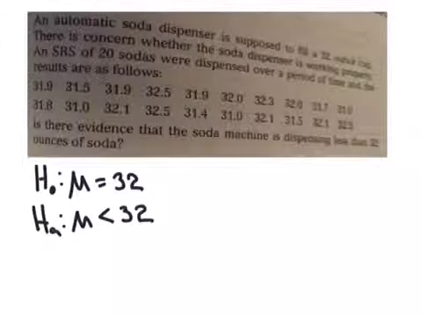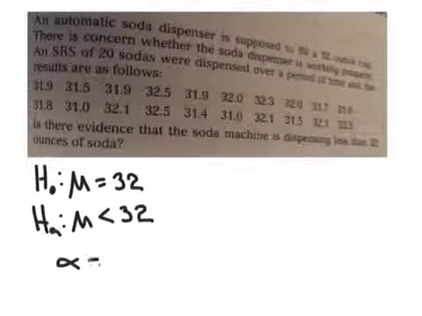But what we want to provide evidence for is that it is filling cups with less than 32 ounces. Remember, we're like a detective or a prosecuting attorney. Okay, now there's no alpha level stated, so we're going to go with this confidence level of 0.05. So our alpha is going to be 0.05.